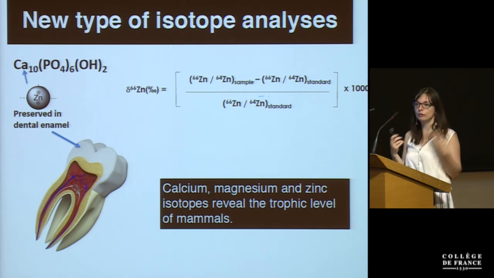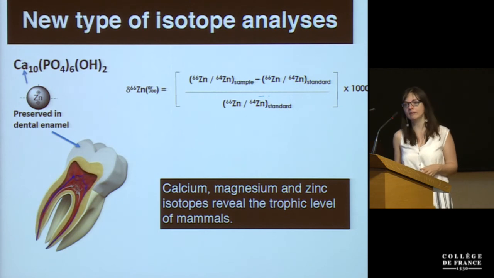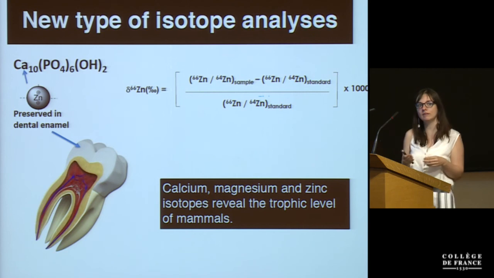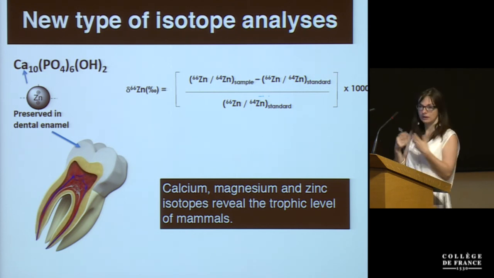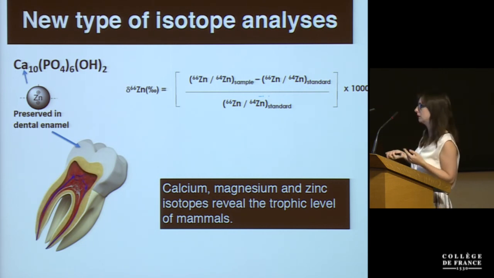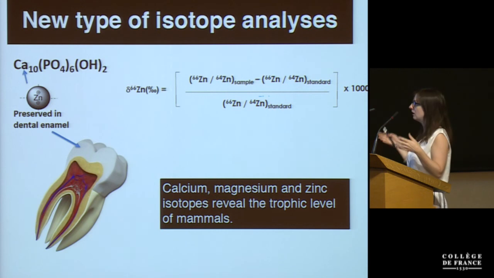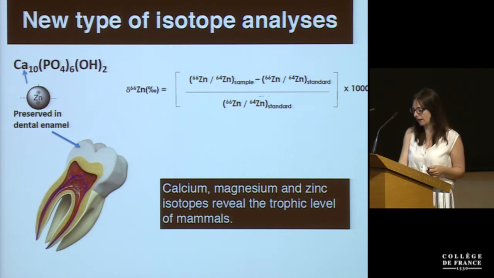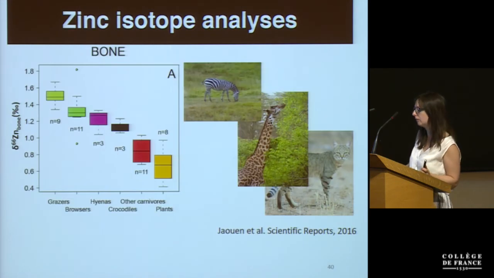There is now a new type of isotope analysis that is becoming more and more common in archaeology. It's the non-traditional stable isotope analysis. At the end of the 90s, mass spectrometry evolved, and now we can measure isotope ratios for elements that we couldn't measure before. And we are realizing that most of them bring information on the trophic level. This is the case for calcium, magnesium, and zinc isotopes. And I personally work on zinc isotopes. So I will give you an example of what we can see.